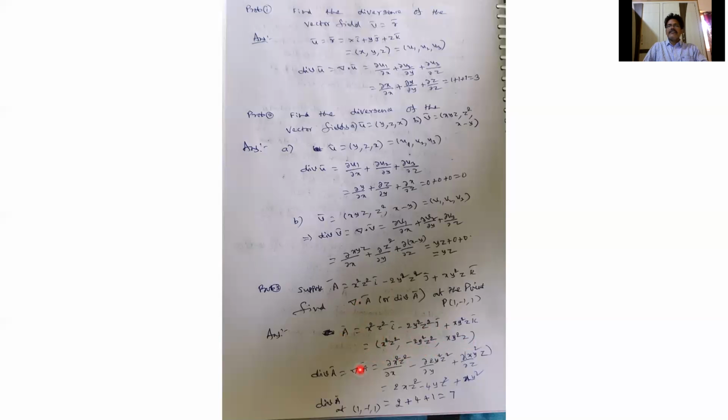So to find divergence is simple. First one with respect to x partial derivative: first one is x square z square. Second one with respect to y partial derivative: second one is minus 2y square z square, dou by dou y. And third one, xy square z, with respect to z.